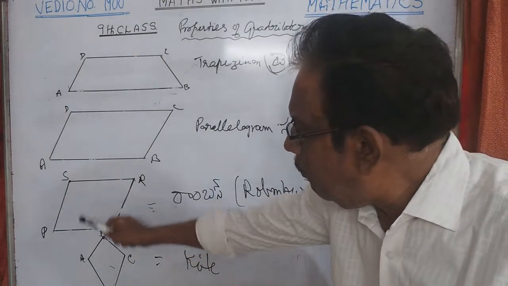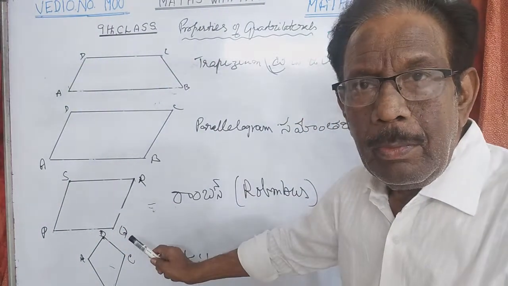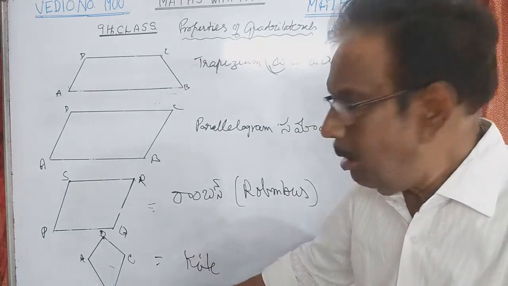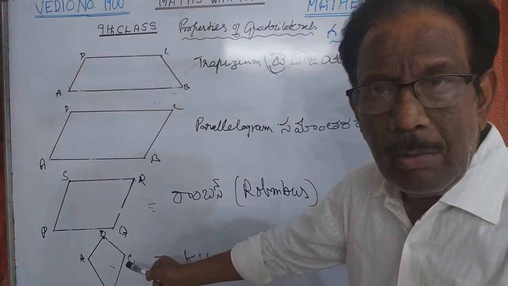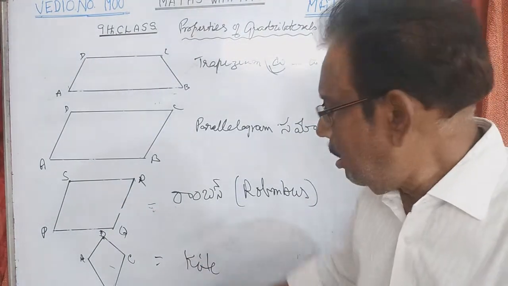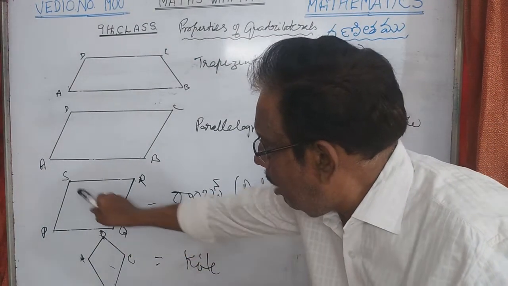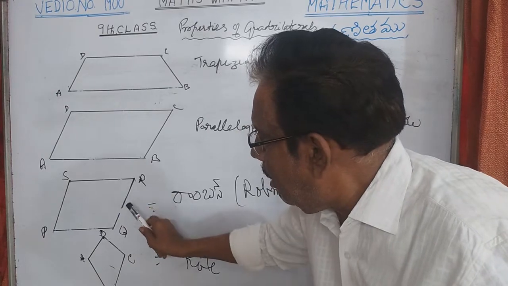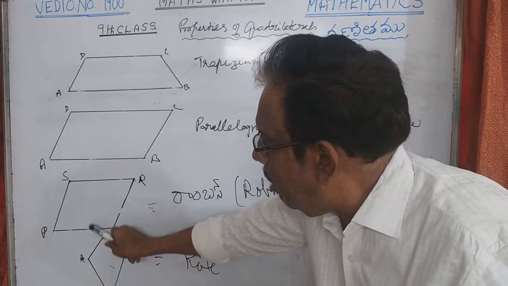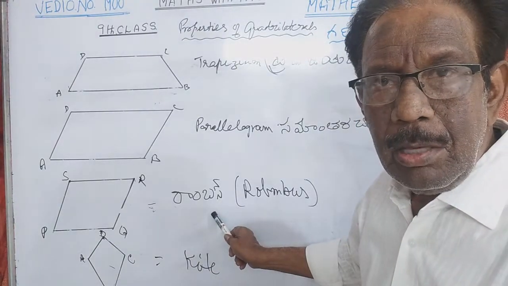Look here. See, all four sides are equal in length. Opposite sides are parallel and equal. Opposite angles are equal. The length of all four sides is also equal. It is a rhombus. See, these two angles are equal, these two angles are equal, and these two sides are parallel and equal. This is called a rhombus.